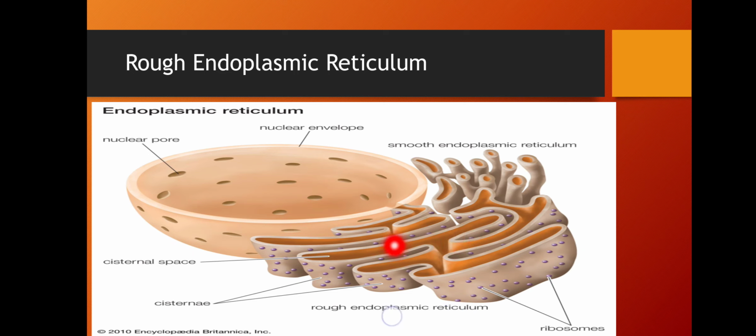The rough endoplasmic reticulum. So the rough endoplasmic reticulum, as you can see there, it has got what we call the cisternae. What makes this side of the endoplasmic reticulum rough is the presence of the ribosomes on the surface of the cisternae. If you look at this side, here we have the smooth endoplasmic reticulum. Why? Because it does not have these ribosomes on the surface of the cisternae there.